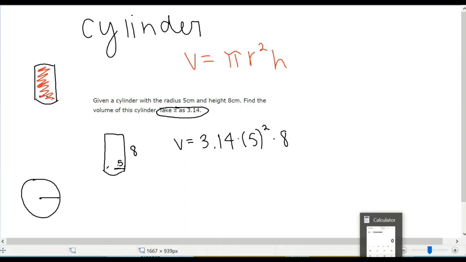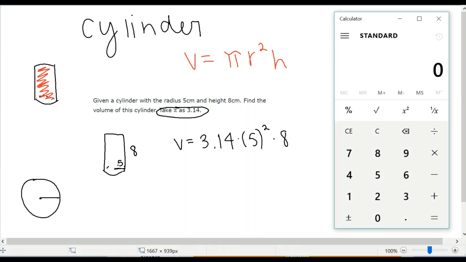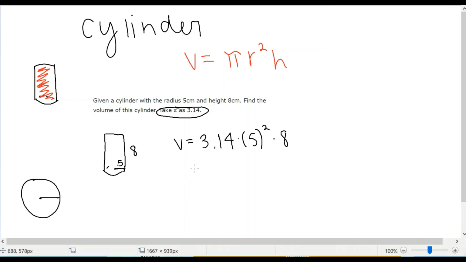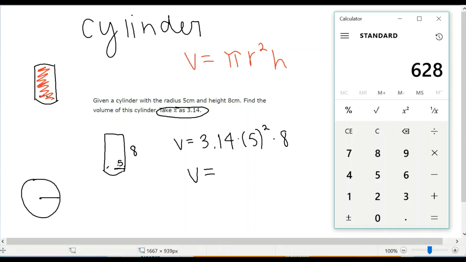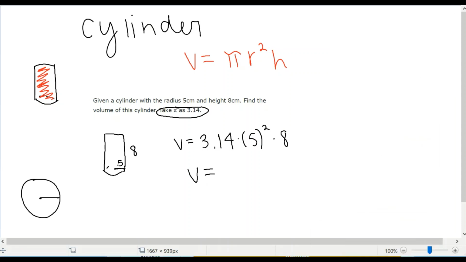Let me see if I can pull up my calculator. Sweet. I always start with the squared part. So 5 squared is 5 times 5. That gives me 25. And then I just need to say times 3.14 times 8. Therefore, the volume equals, oops, I wish I could see this at the same time, 628.